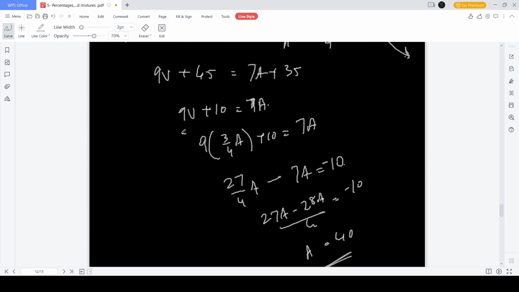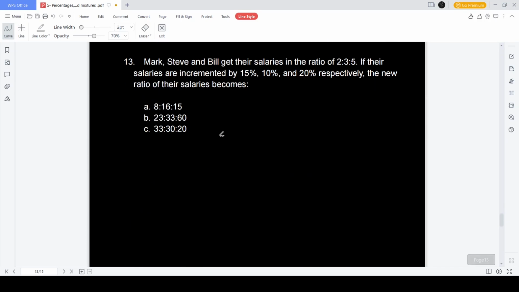So Ashok's present age is 40. Next question. Mark, Steve, and Bill get their salaries in the ratio 2 is to 3 is to 5. If their salaries are incremented 15%, 10%, 20%, the new ratios become what?